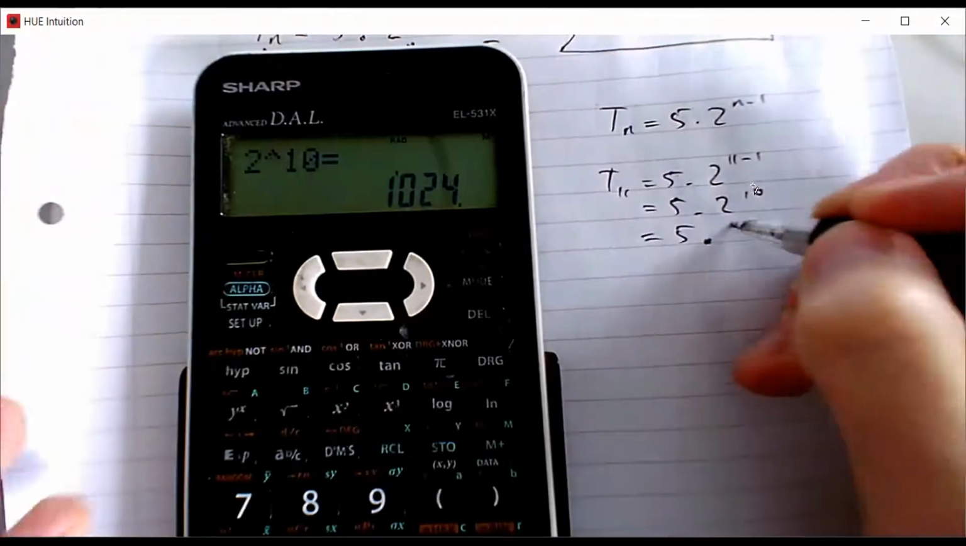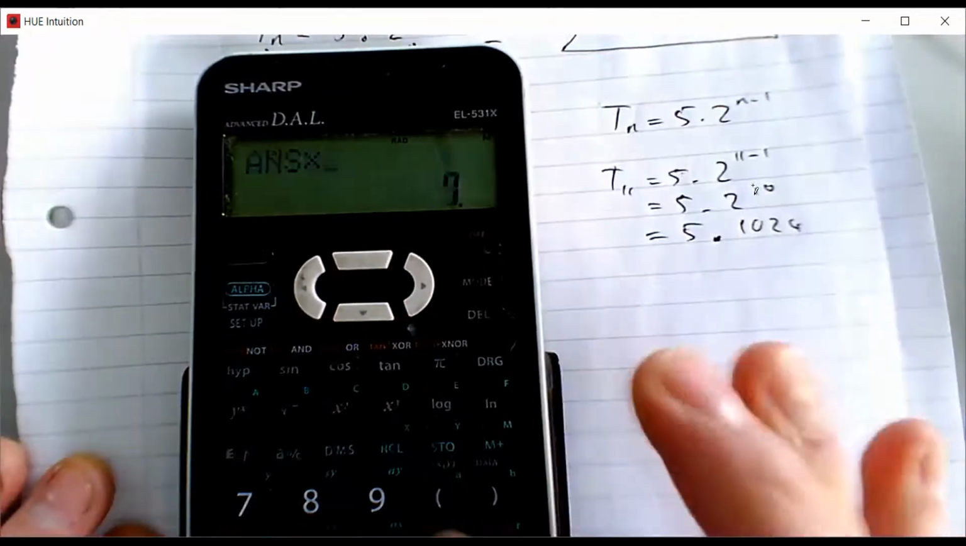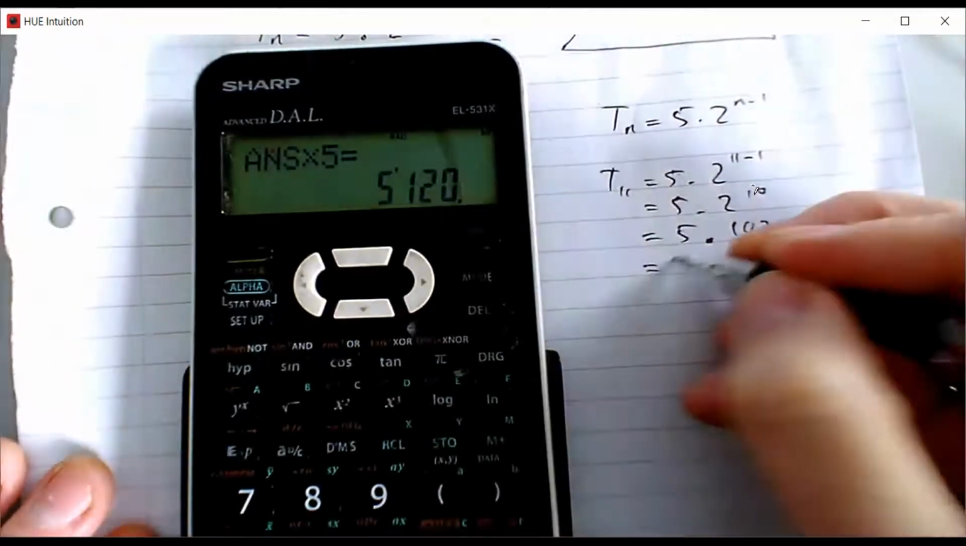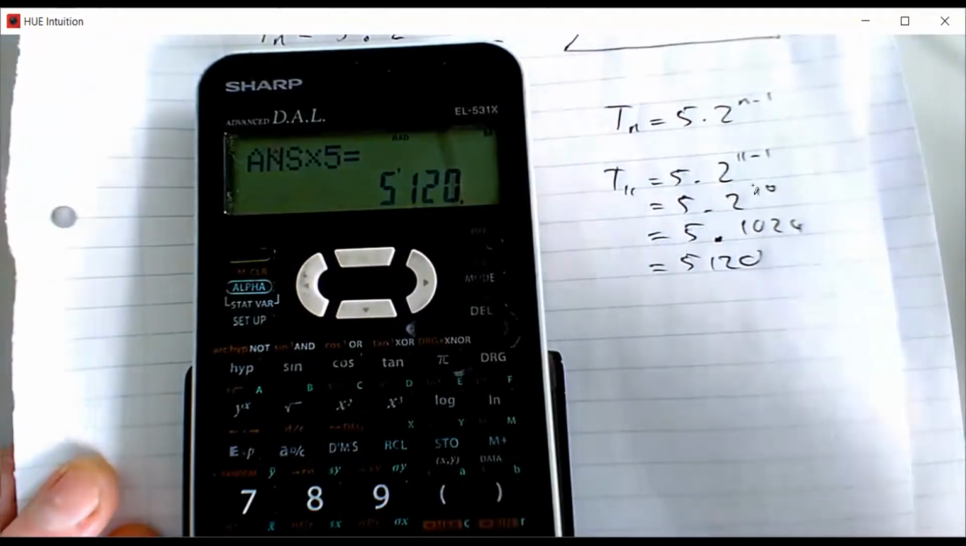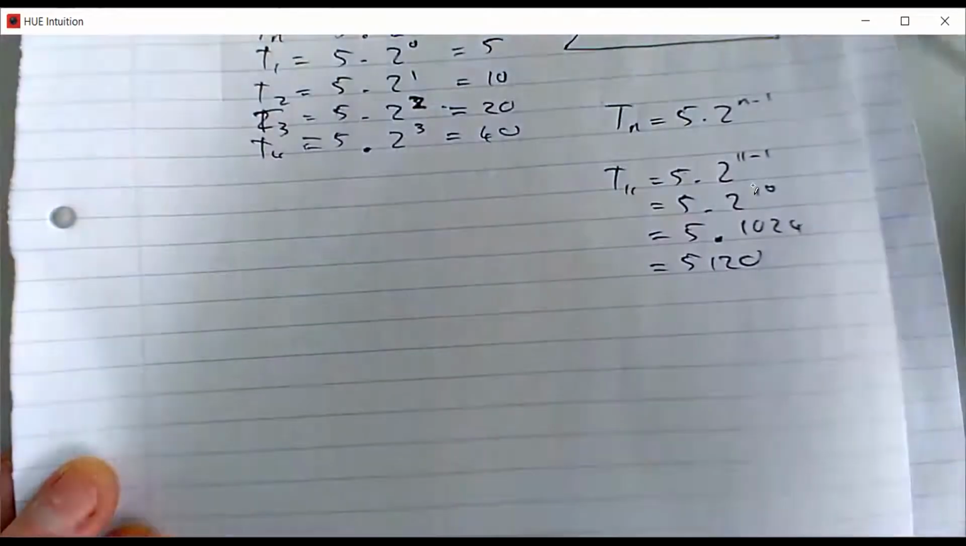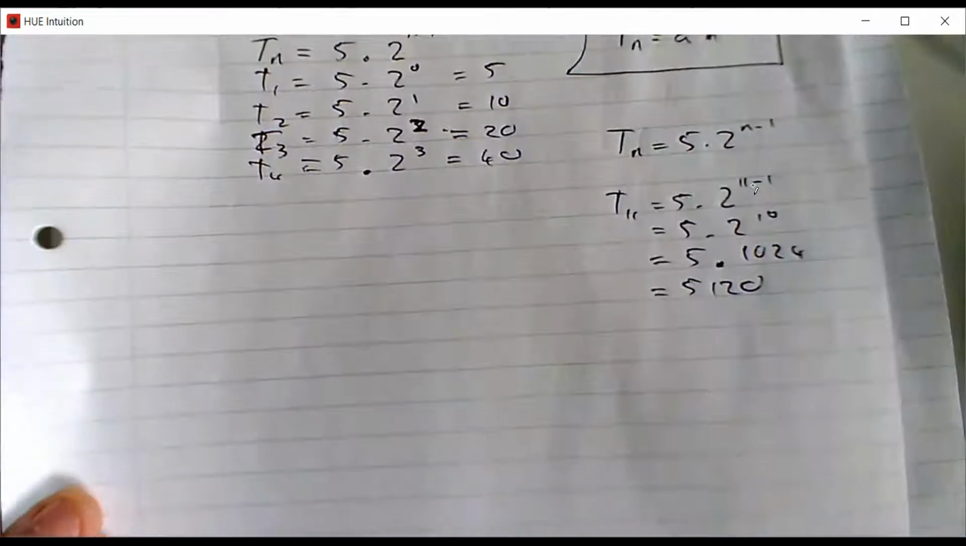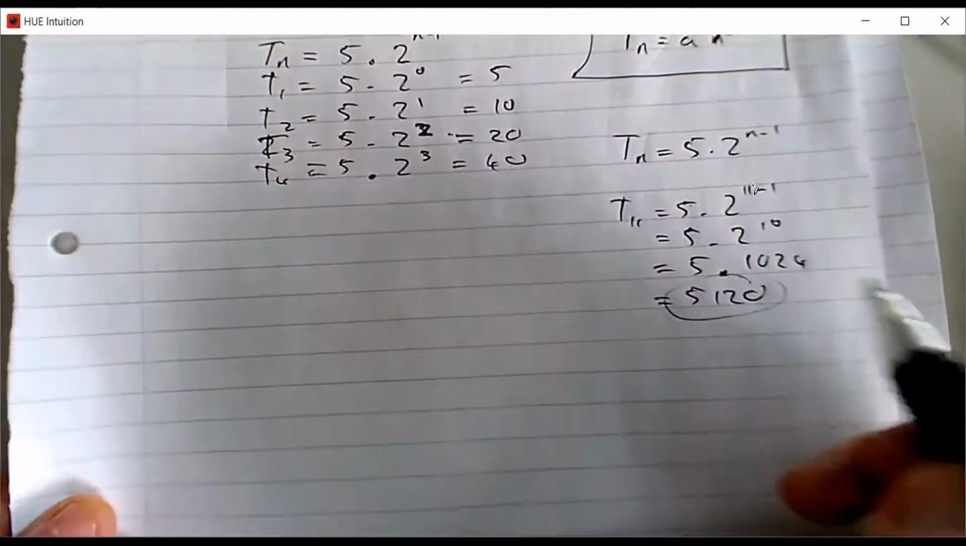That's 5 times 1024, which is 5120. So that's going to be our 11th term. So the difference between geometric series, I suppose, and the other ones, is they grow very, very quickly. Already our 11th term there is very large.